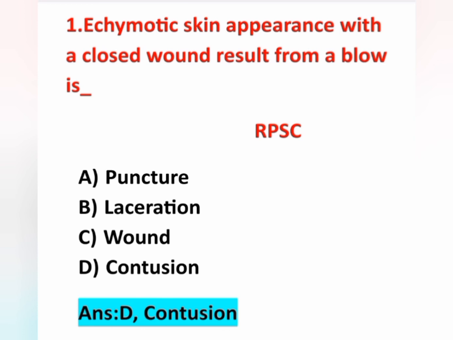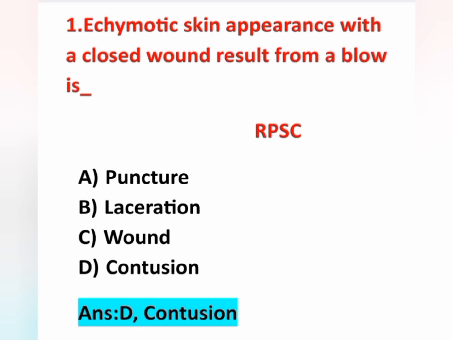Also the question says with a closed wound result from a blow. So here contusion is the correct answer, option D. Contusion is a bluish appearance of the skin that can occur from any injury from a blow or a blunt instrument. When we hit our body surface in any area, that may cause a bluish or reddish appearance over the skin, that is called a contusion. So here option D is correct, contusion.